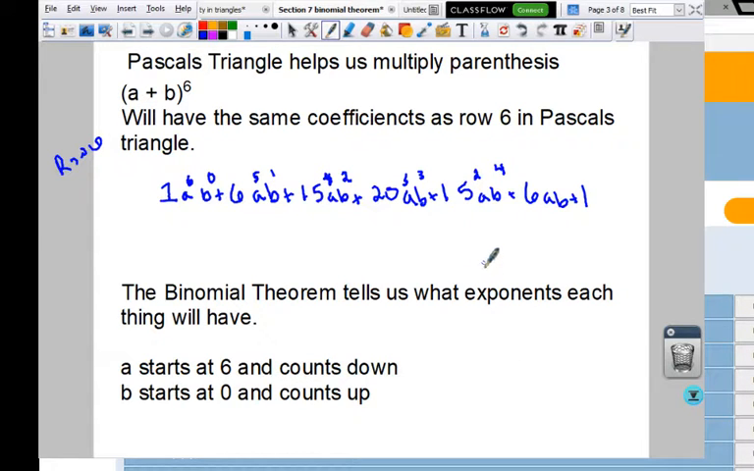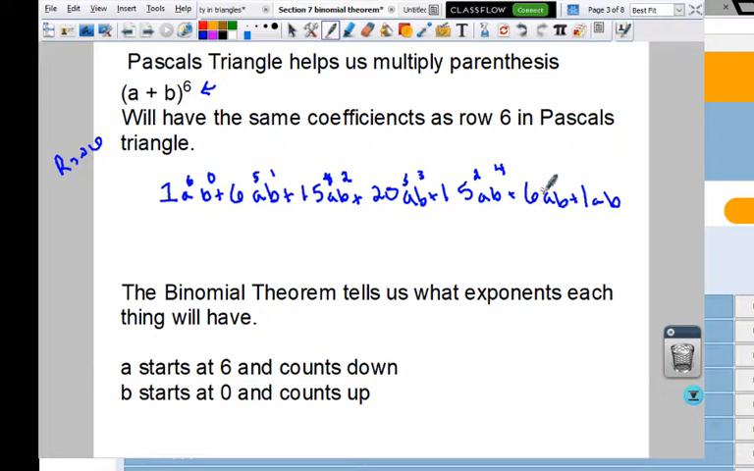Yep. Exactly. Oh, I forgot A, B right here. How come you just started with 6? Oh, because of this exponent right here. Okay. We're going to practice this.